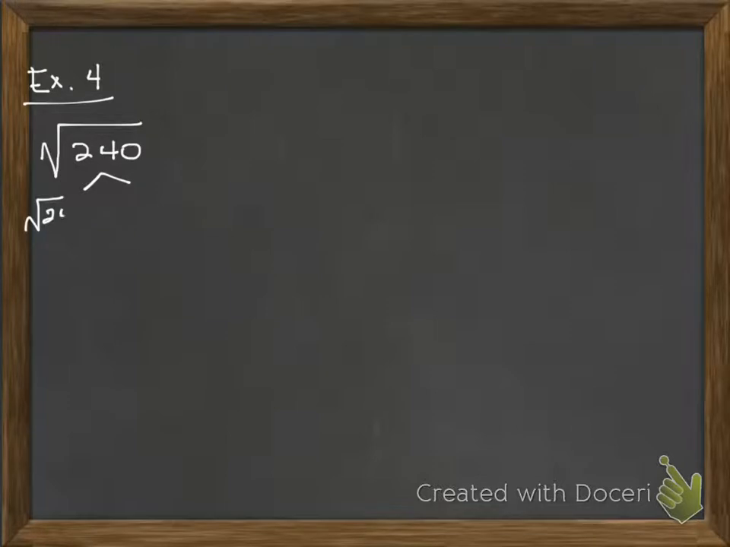Let's look at this example. Let's say we have the square root of 240. What are the factors of 240? I have square root of 24 and square root of 10. Now, are either one of those perfect squares? No. Can I break down 24 more?